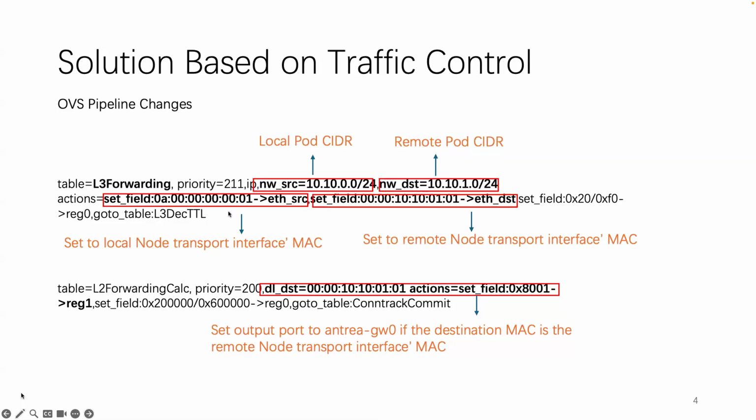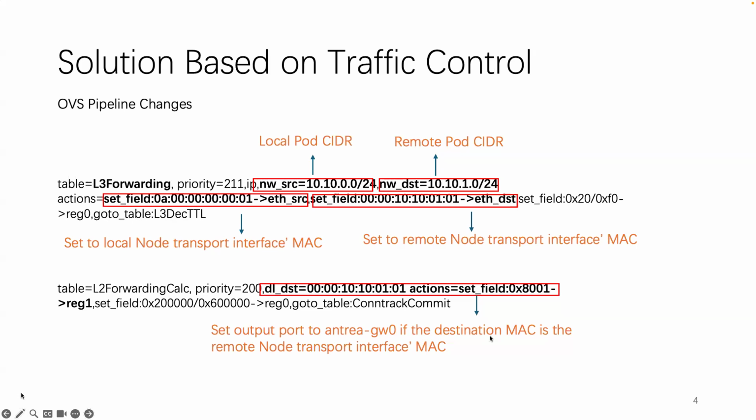source MAC address to the local node transport interface MAC address, and the destination MAC address to the remote node transport interface MAC. We also need to add an extra flow in layer 2 forwarding calculate, and decide the output port by matching the destination MAC address.